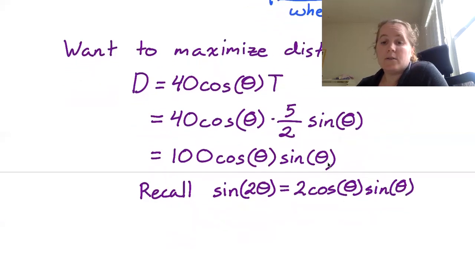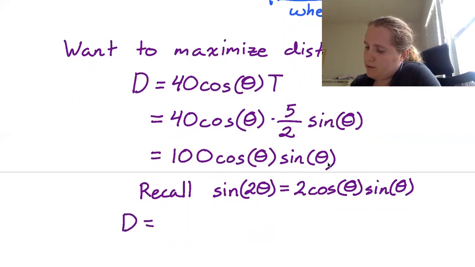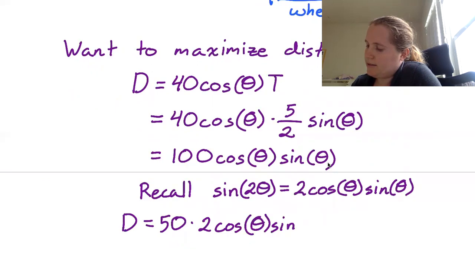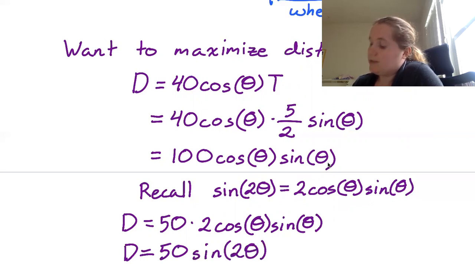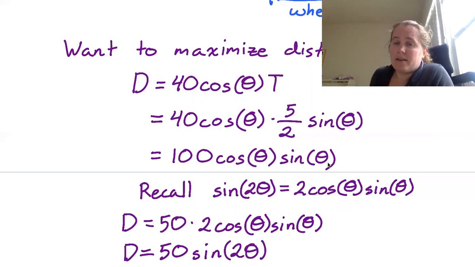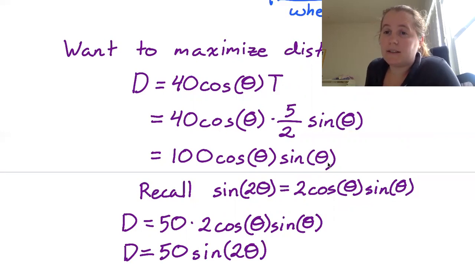And so 100 cosine theta sine theta would be 50 times 2 cosine theta sine theta. So we have d equals 50 times 2 cosine theta sine theta, or d equals 50 times sine of 2 theta. You certainly do not need to do this to solve the problem, but it may make your life a little bit easier.